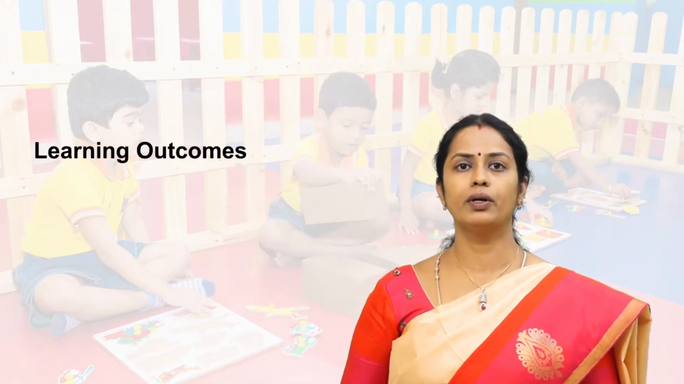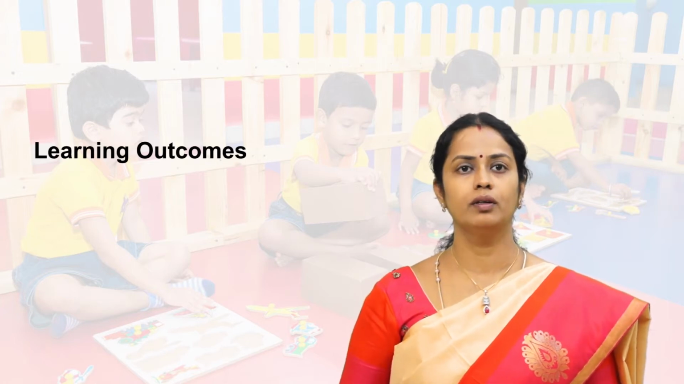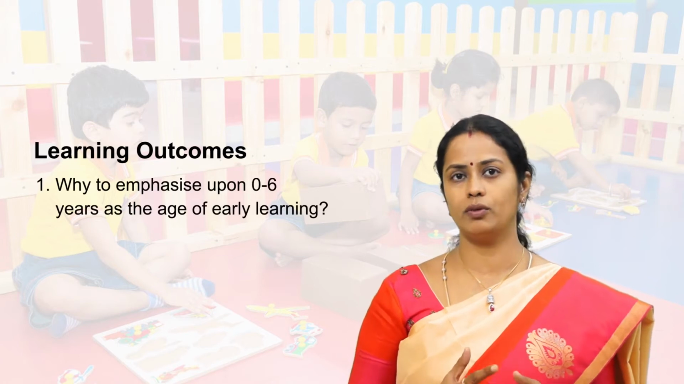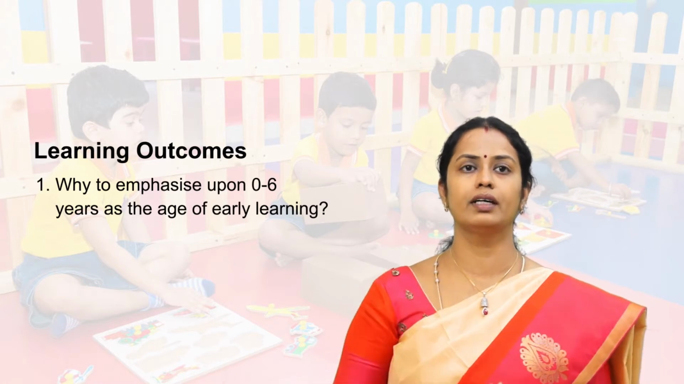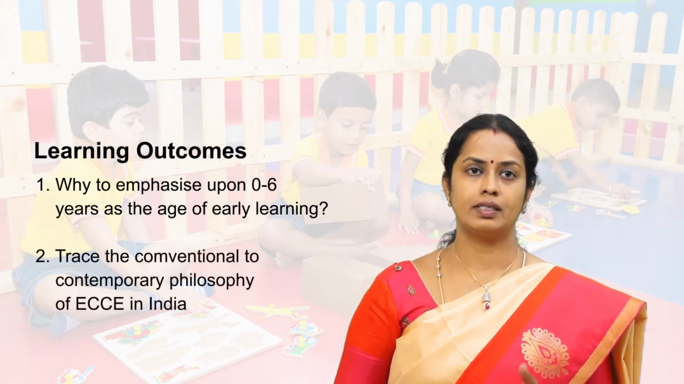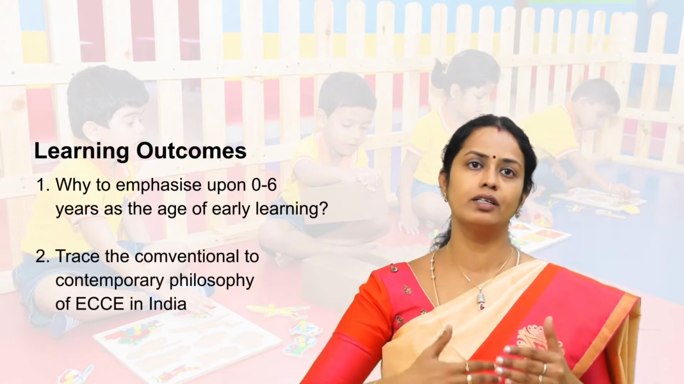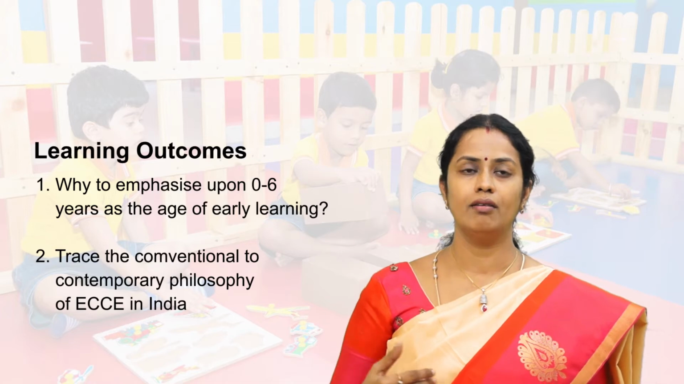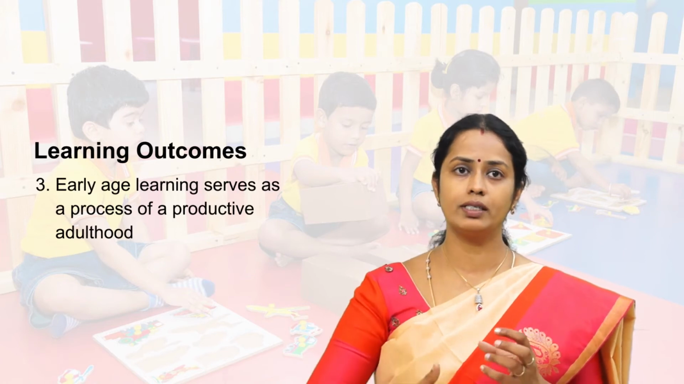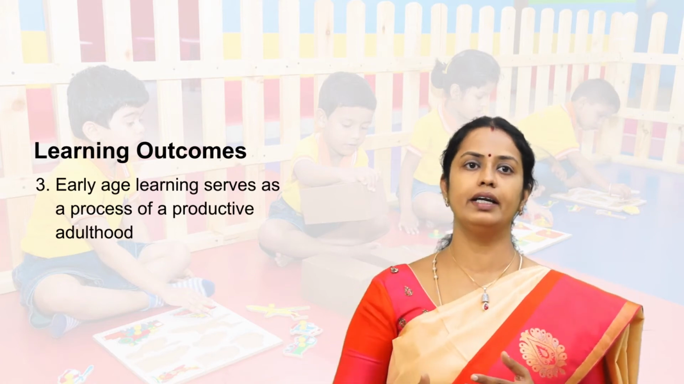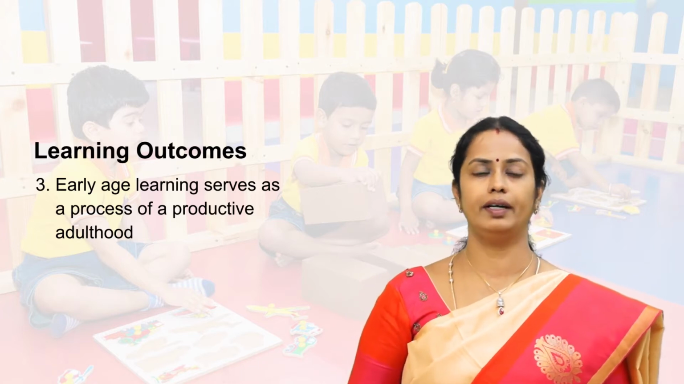The present module titled Early Childhood Care and Education in India was formulated over the following learning outcomes. At the completion of this module, the learner would be able to recognize the need to emphasize upon 0 to 6 years as the age of early learning with insights into the demographic and developmental perspective. Second outcome is that you will be able to comprehend the historical foundations of ECCE in India from conventional to contemporary philosophy. Third is that you will be able to understand how education imparted at an early age can be the precursor of a productive adulthood.